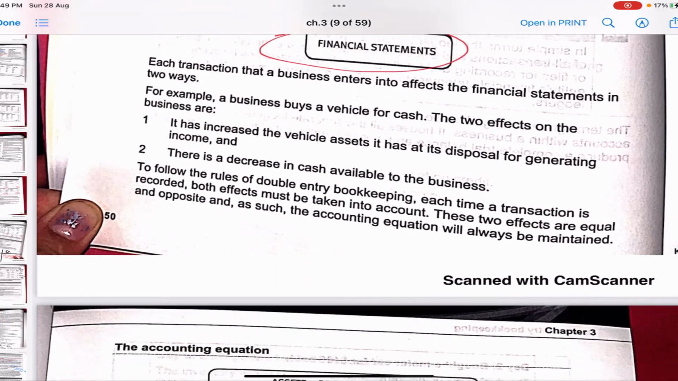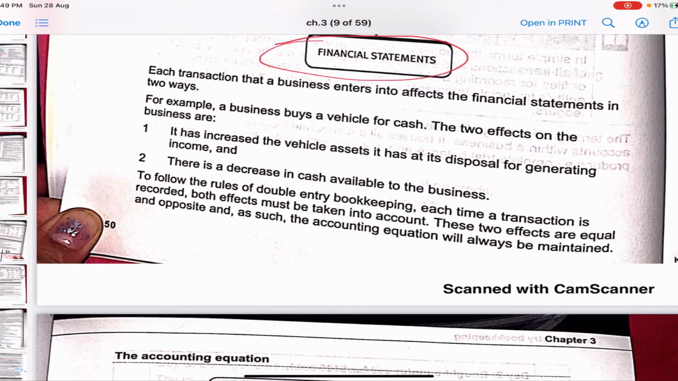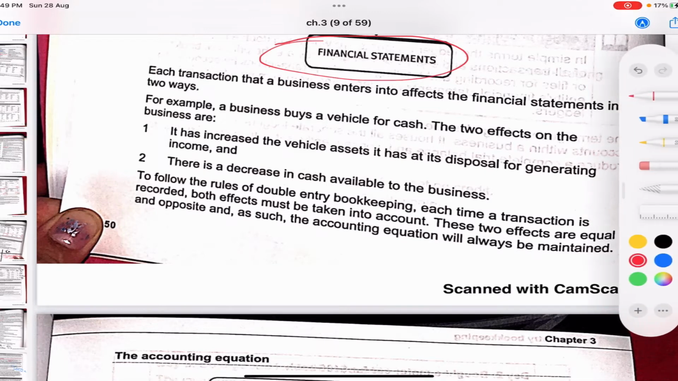Now, each transaction that a business enters into affects the financial statements in two ways. What are the ways in which every transaction affects them? A business buys a vehicle for cash. Before we read further, let's read the statement and try to work out which account is debited and which account is credited.